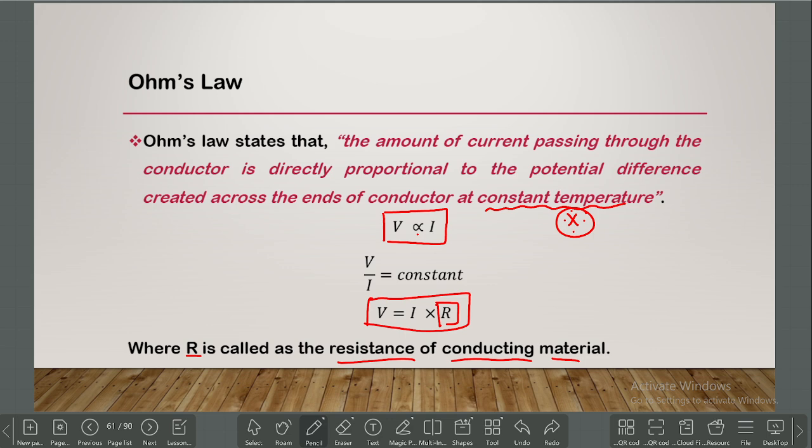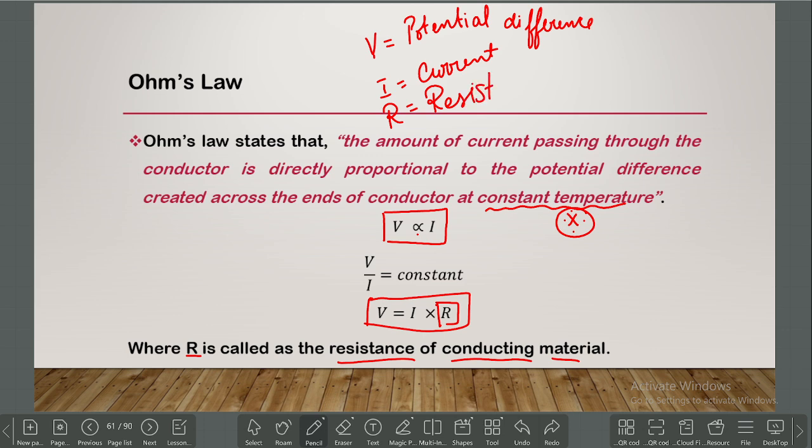So, what is the formula? V is equal to IR. Here V stands for potential difference, I stands for current and R stands for the resistance of the conducting material. This resistance of the conducting material will remain constant for a given conductor.